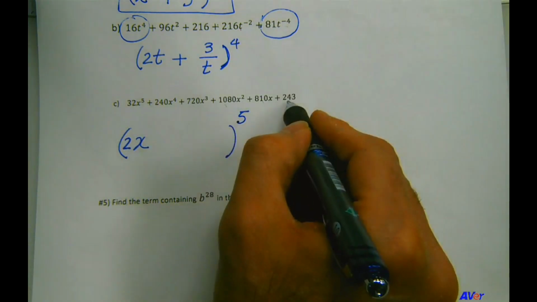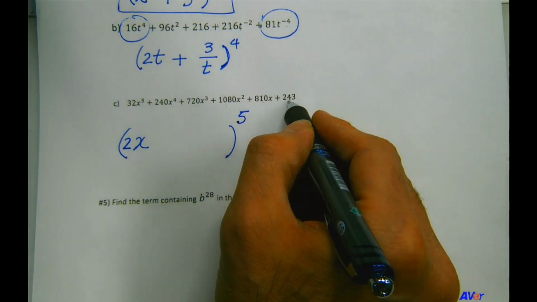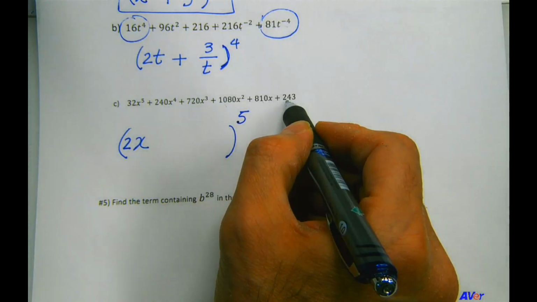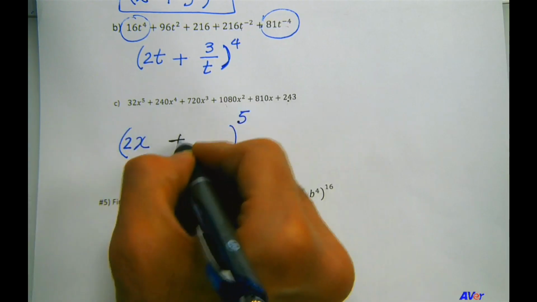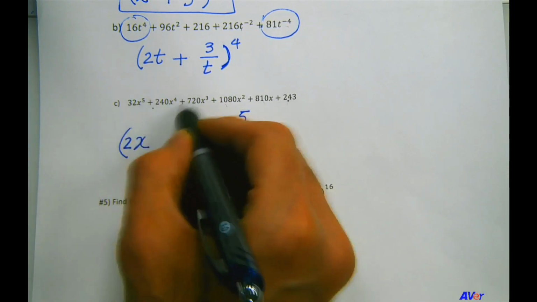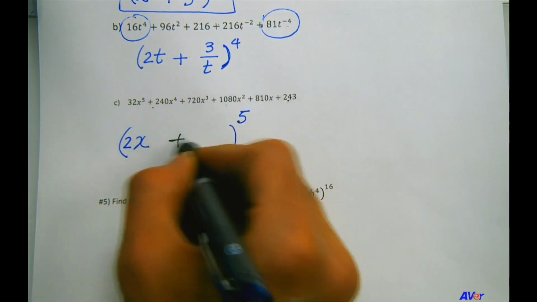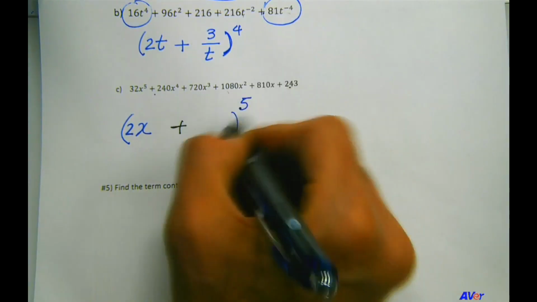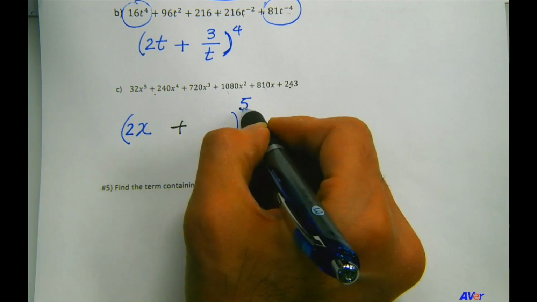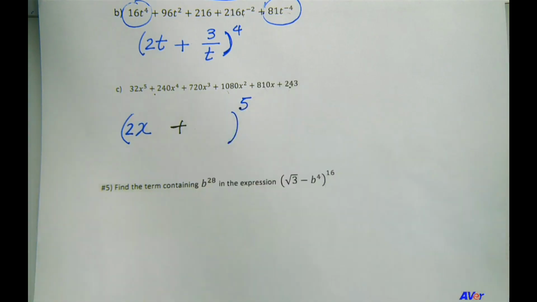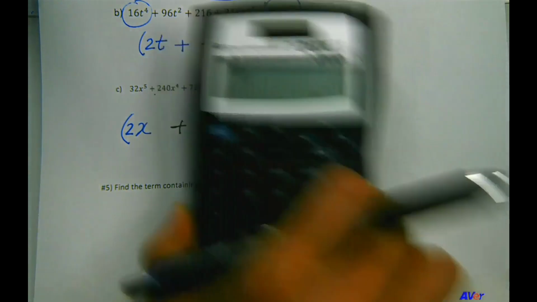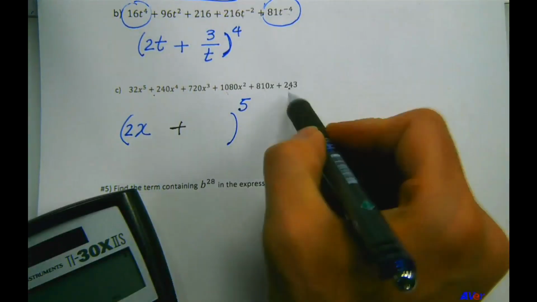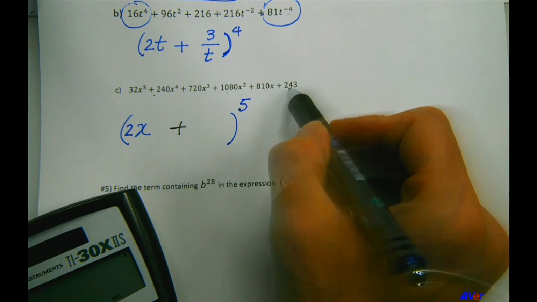Now take a look at the 243. Now I don't know what number raised to 5th power is 243, right? The other thing is that everything here is plus, so plus. If it was plus, negative, plus, negative, then I would put a minus here. But it's all plus, so plus. Then we're looking for a number here such that if you raise it to 5th power, you get 243, right? What is that number? Well, I don't know. Let's figure it out. We need to take the 5th root of 243.